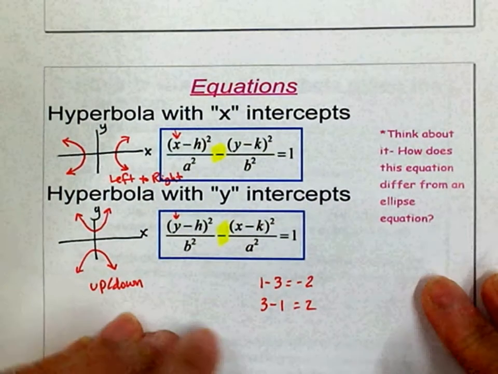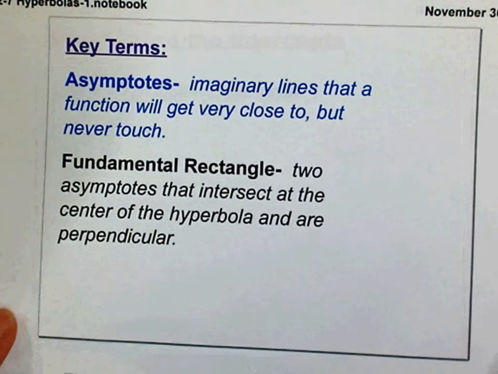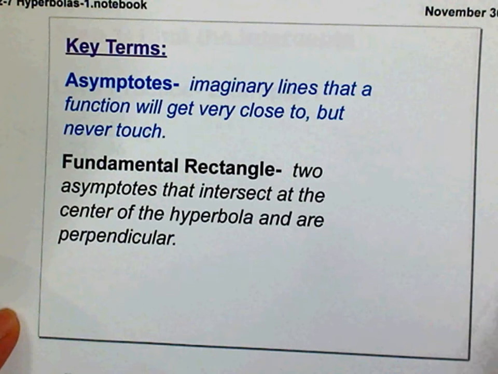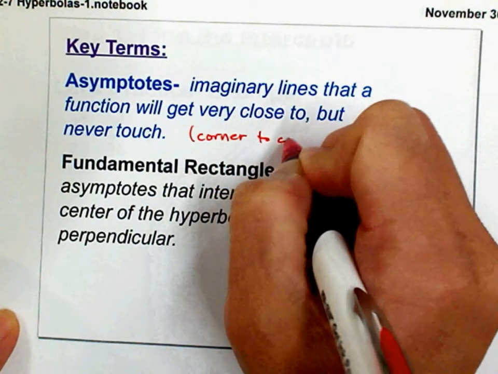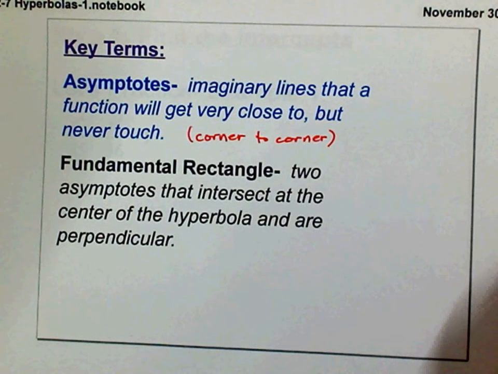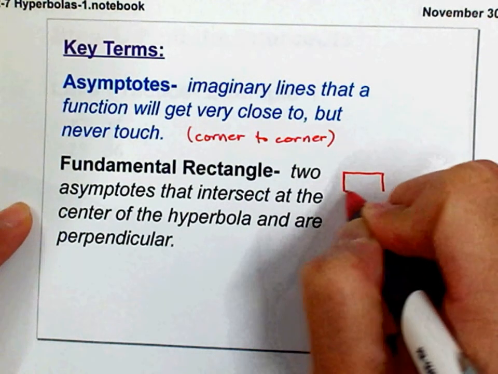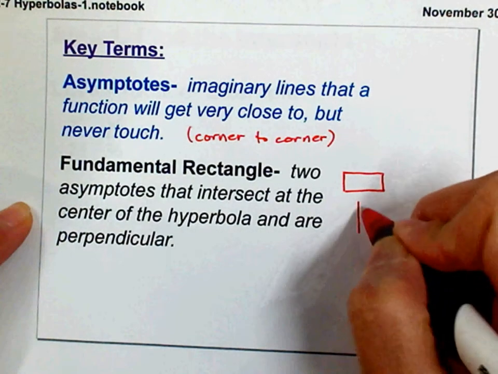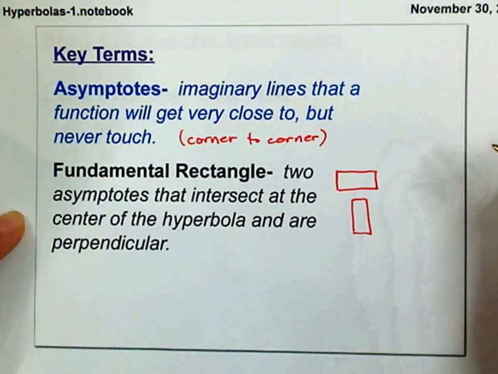Here are some key terms you need to know. The word asymptote: it is an imaginary line that a function will get very close to but never touch. In a hyperbola, we're going to draw corner to corner. And I'll explain that to you when we get to the graph. Your fundamental rectangle is made of two asymptotes that intersect at the center of the hyperbola and are perpendicular. And just like it says, it's a rectangle. Sometimes it's elongated, sometimes it's compressed. There's your fundamental rectangle, and I'll show you how to draw those as well.